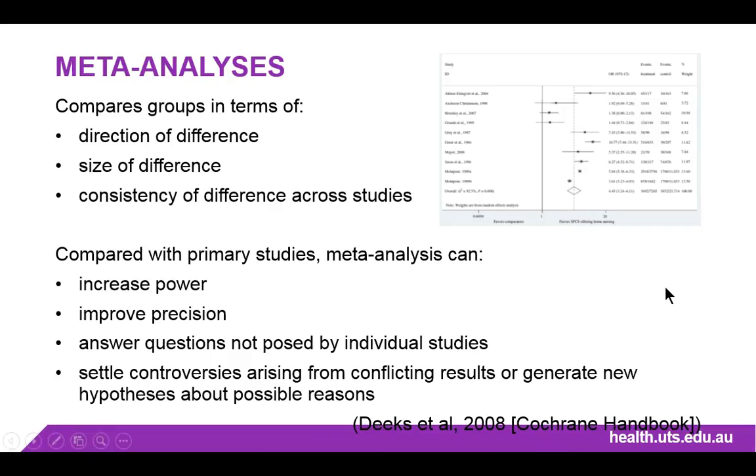Now, compared with primary studies, meta-analyses, as we've mentioned, can potentially increase power. They can improve the precision, because obviously when you increase sample size, you usually narrow your confidence intervals. You can sometimes answer questions that weren't posed by the individual studies themselves, but you have to be a little bit careful with that. And that's always a limitation if you choose to take that approach.